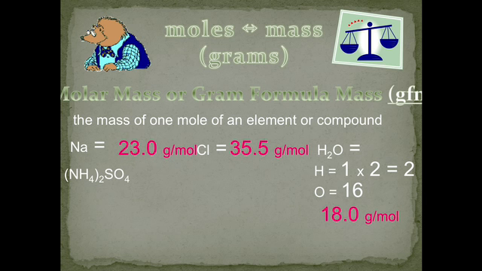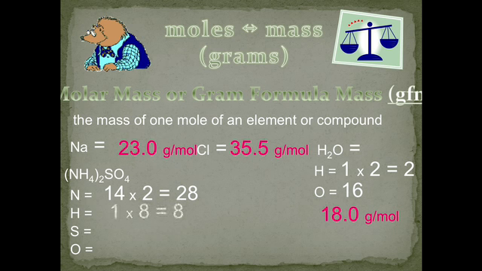Okay, so now let's try one that's pretty complicated. We have ammonium sulfate. The first thing I want to do is list all of my elements that are in there. So nitrogen weighs 14, and we use the parentheses just like we do in math, so that 2 on the outside counts for that nitrogen.